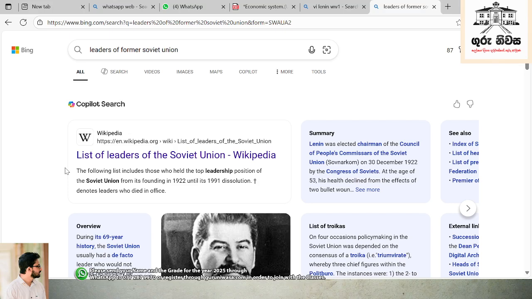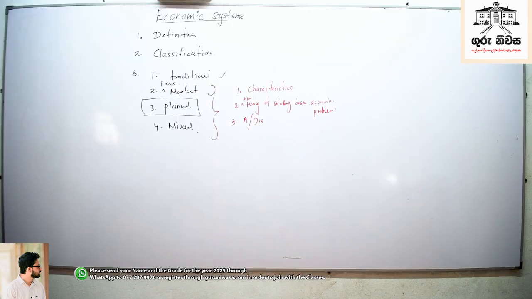In economics, there are two sides, right? Number one, Adam Smith. There are mainly two economic ideologies. Economic ideologies. Okay, the world has two parts.